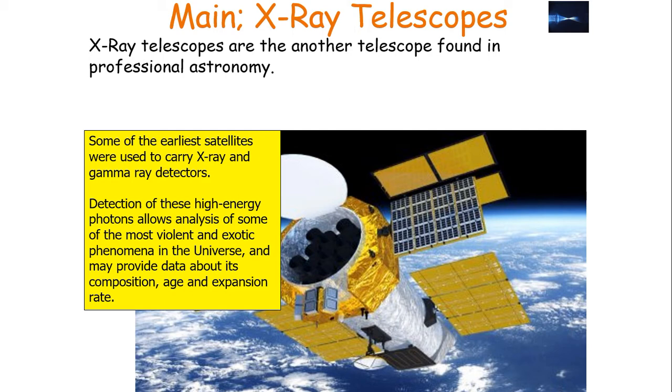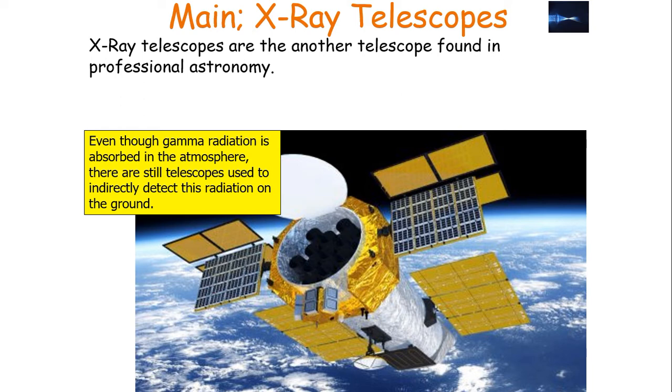Now, in fact, some of the earliest satellites which we placed into space were used to carry X-ray and gamma ray detectors, and the detection of these high energy photons allowed analysis of the most violent and extreme phenomena in the universe and provided data about the age of the universe, the expansion rate of the universe, and the composition of our universe.